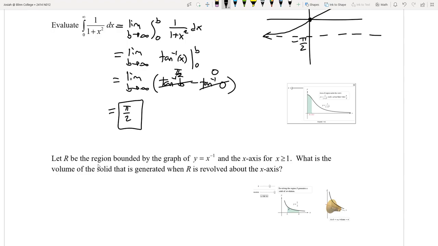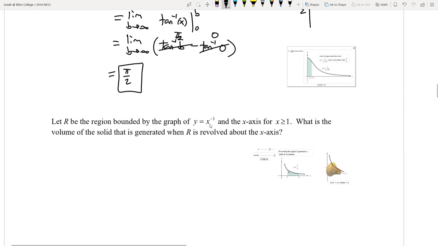So we have a region bounded by the graph of y equals x to the negative first and the x-axis, and it just says for x greater than or equal to 1. So we can see here in the picture, we've got 1. We're actually going to go all the way to infinity from there. And we're going to be doing a volume of a solid when R is revolved about the x-axis.